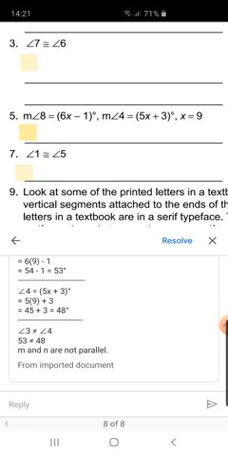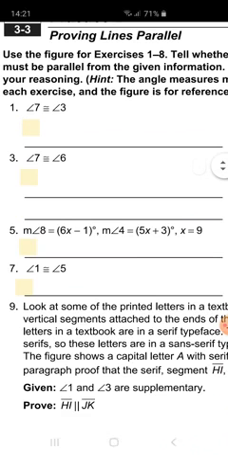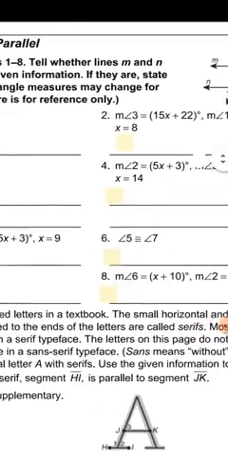Remember, they already told you the picture is only for reference. So it's not necessary through the picture you need to say that it's parallel. No, it can also not be parallel. The picture is just for reference. That's it.